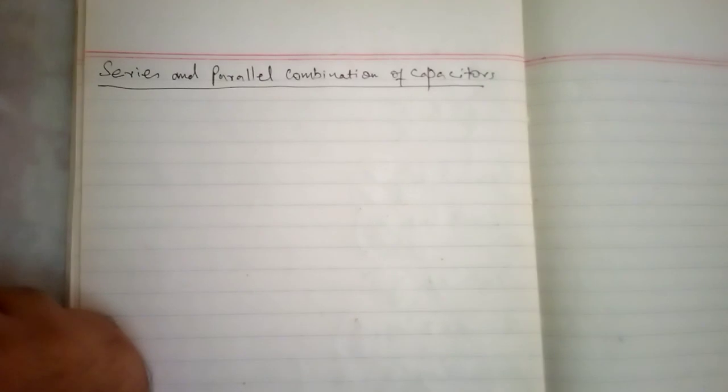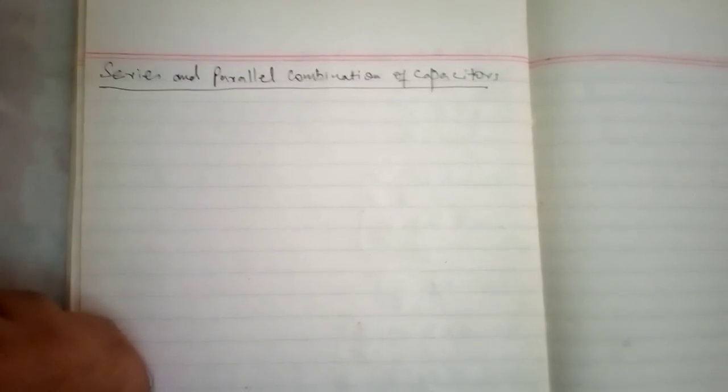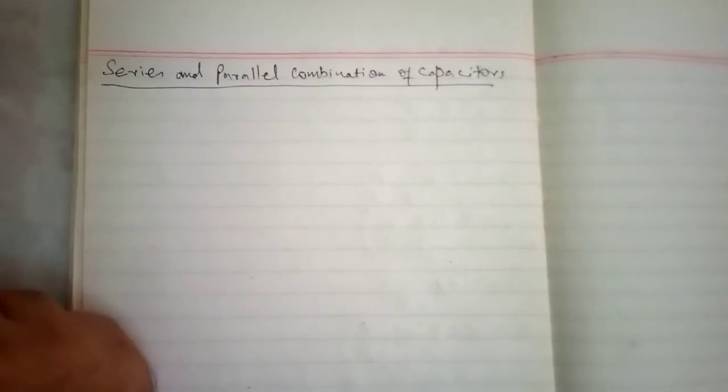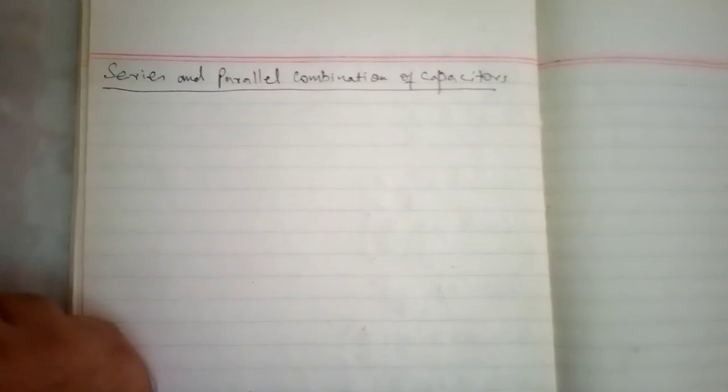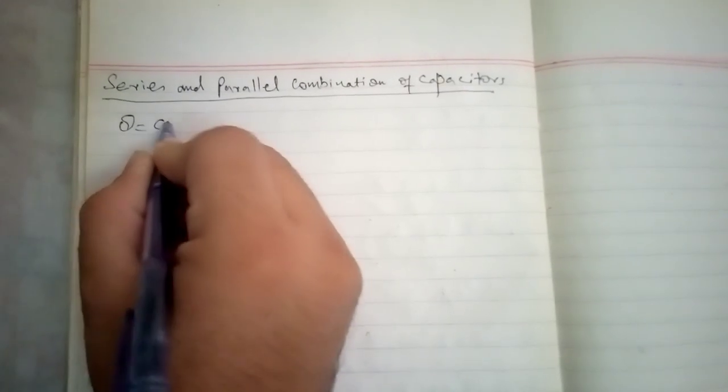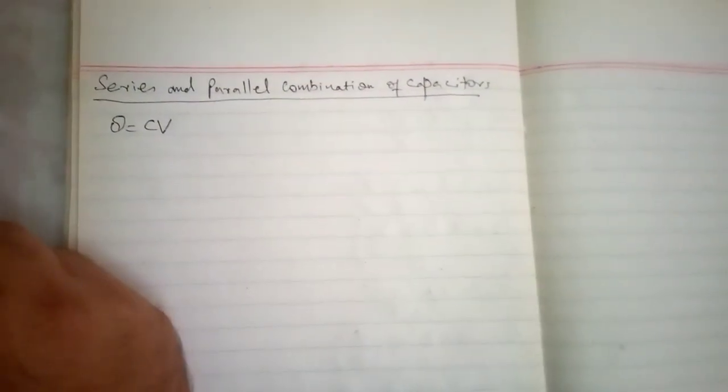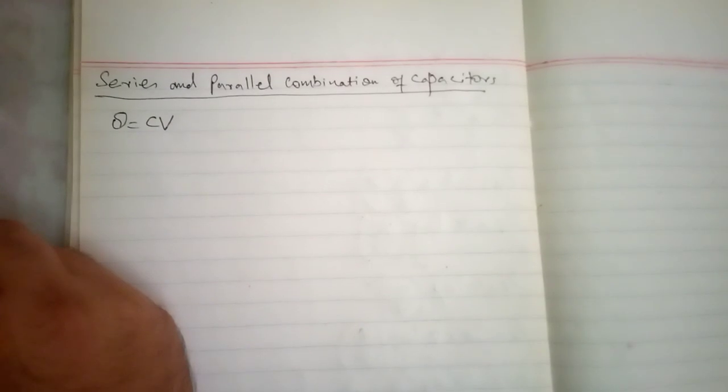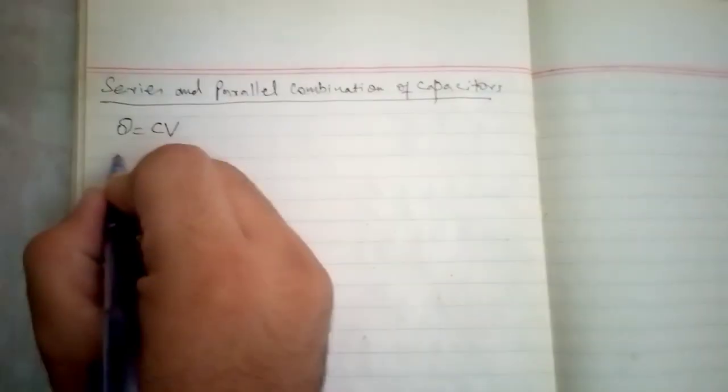In this heading, I will tell you how you can find equivalent capacitance when more than one capacitors are connected in series, and how you can find equivalent capacitance when more than one capacitors are connected in parallel. First of all, we will use the formula Q is equal to CV. Here Q is the charge stored on parallel plates of capacitor.